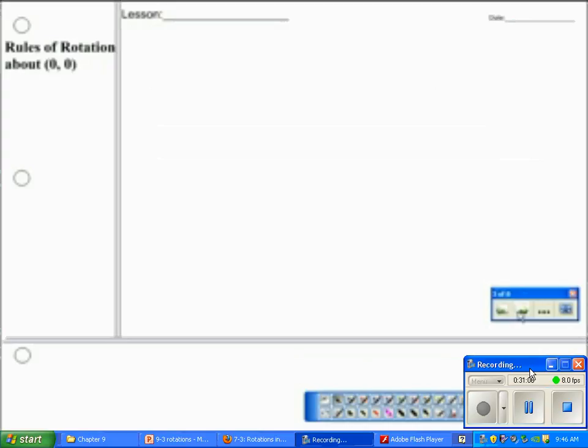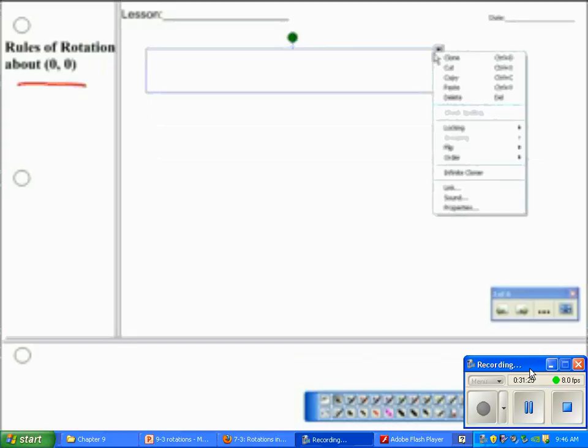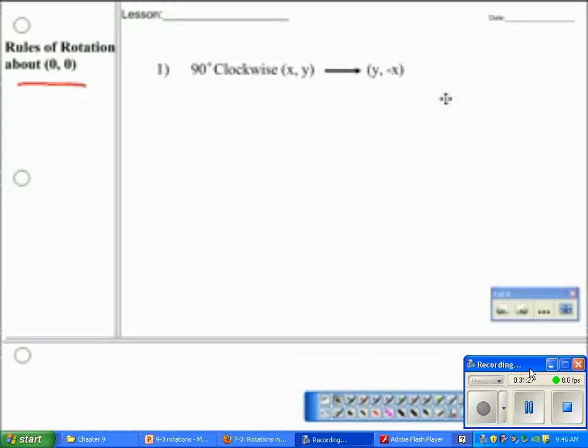Now, these rules are specifically for rotations about 0, 0, when the center of rotation is 0, 0. However, like I said, the majority of cases we will have that show the center of rotation. All right, this is what you need to write down for sure. I'm going to stop it here in a second. Write each one of these down. Make sure you write them down correctly.